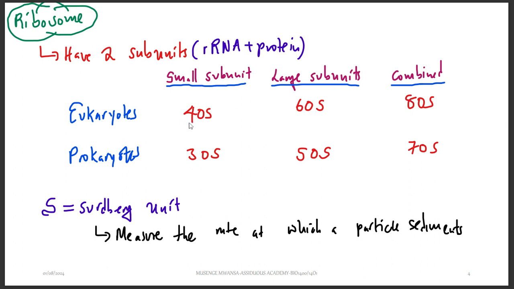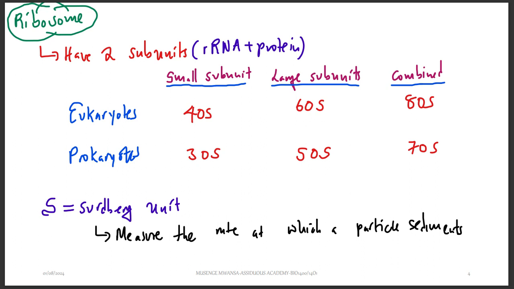It's not mathematics, 40 plus 60 you get 100, no. Just know if you add 20 to 40S, you get 60S. Add another 20, you get 80S. To get the ribosomal subunits in a prokaryotic cell, just remove a 10 from the eukaryotic. So 40 remove a 10, 30; 60 remove a 10, 50; 80 remove a 10, 70. This S represents what we call the Svedberg unit, which is a measure of the rate at which a particle sediments. So if you get a test tube, you start spinning it.